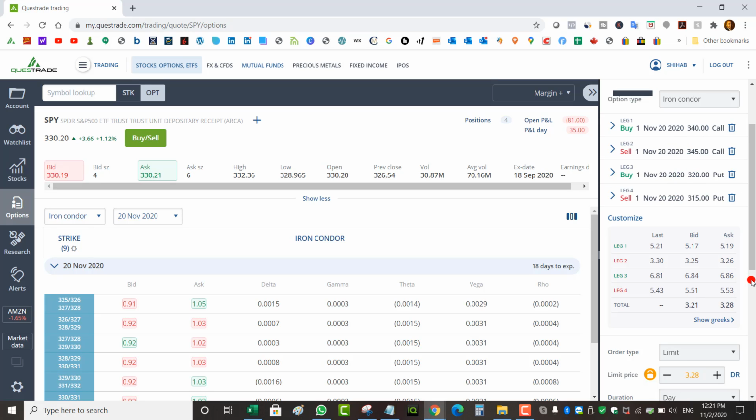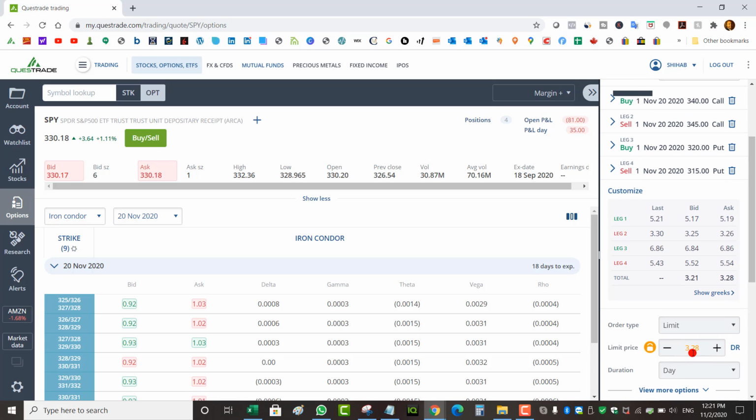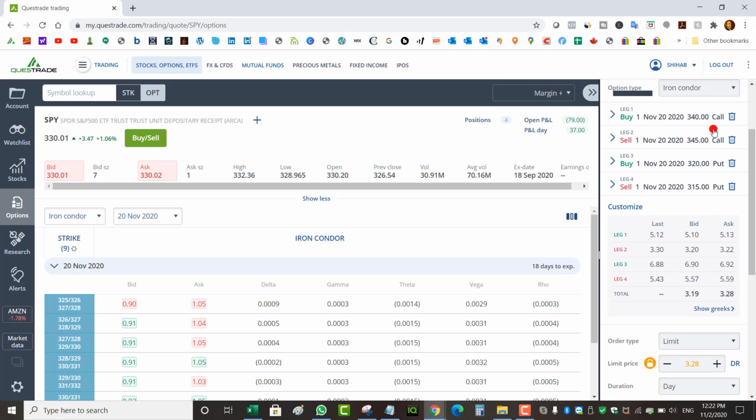So I'm basically buying this iron condor. As you can see here, it says DR, so it's a debit. I'm paying $3.28 for this iron condor. But what is my max profit? My max profit right away is the difference between the spreads. 345 minus 340, the difference between the strikes, so $5. So not my max profit, but my max selling price will be $5. Therefore my max profit is the difference between $5 and $3.28, whatever I pay for this iron condor.